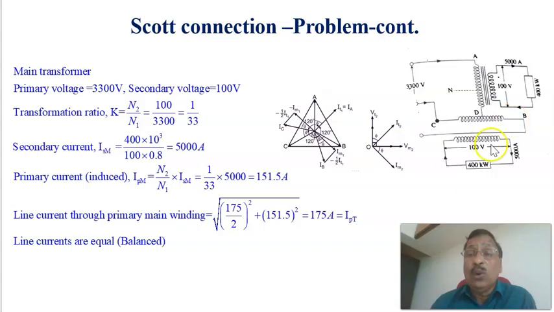This means that if the load is balanced at the secondary side of the two phase output, all the load currents are equal and 120 degrees apart, and we get a balanced three phase input equal to 175 amperes. Therefore, the line currents are equal, balanced, and 120 degrees apart. This is the phasor diagram corresponding to a load at the secondary side having a power factor of 0.8. This is the secondary phasor diagram and this is the primary side phasor diagram. These are the line current vectors, 120 degrees apart and having equal magnitude.